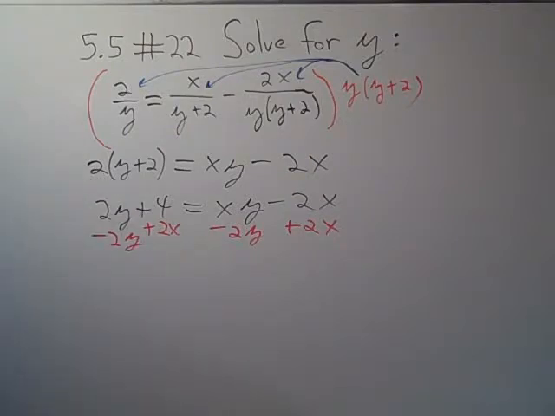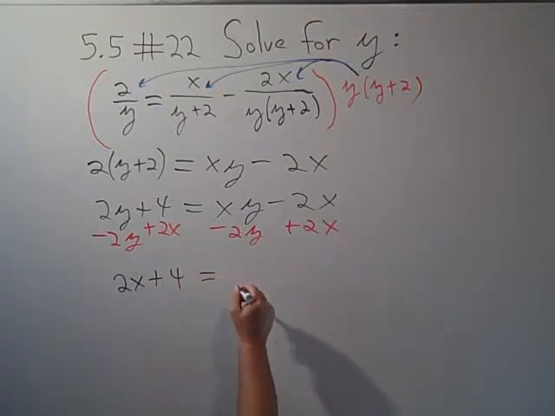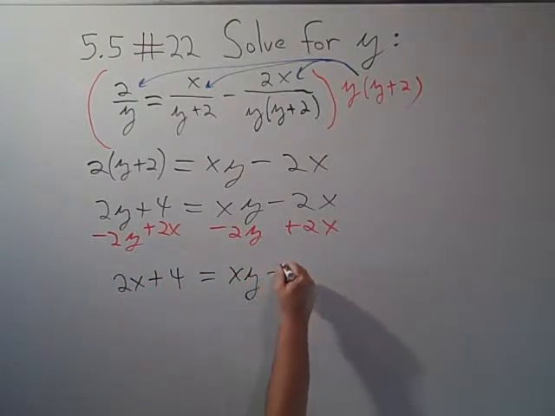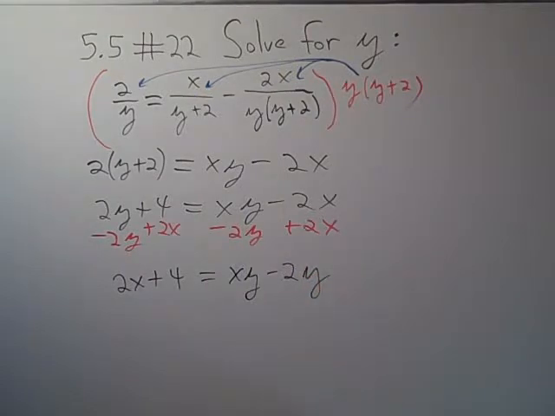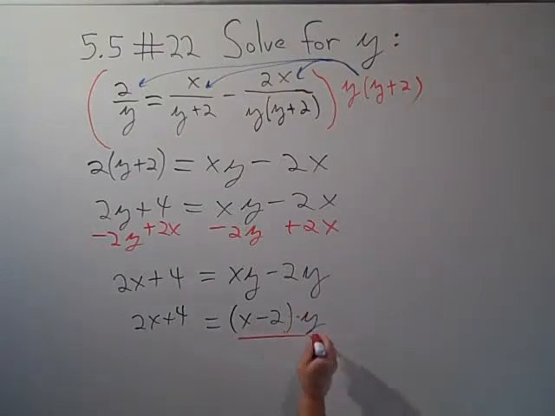So what I end up having then, the two y's cancel out, and 2x plus 4 is then equal to xy minus 2y. And we can factor out a y from that. It's in both terms. So finally, we can finish solving for y by dividing both sides by x minus 2.